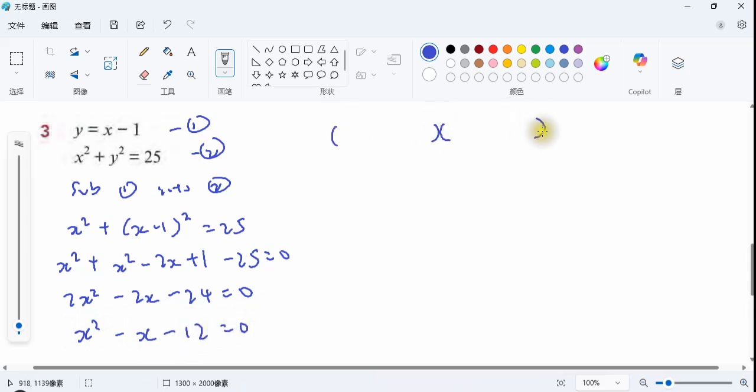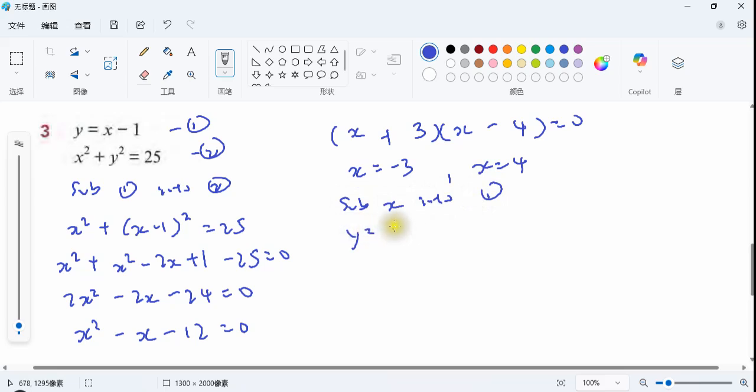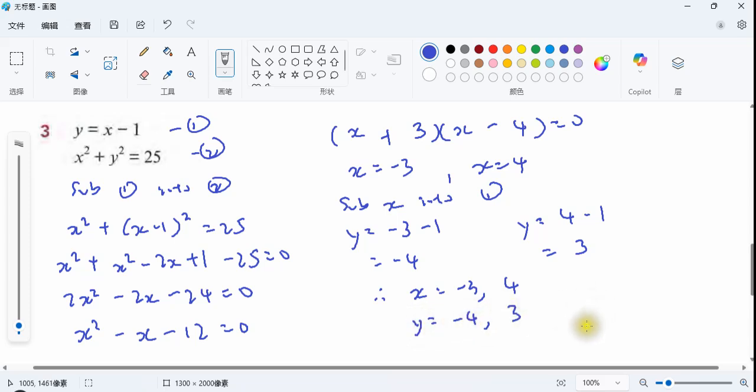And then we do the factorization. We have (x - 4)(x + 3). So x equal to negative 3 and x equal to 4. Then we sub x into equation 1, then y equal to negative 3 minus 1, y equal to 4 minus 1, then negative 4 and 3. So x equal to negative 3 and 4, then y is negative 4 and 3.